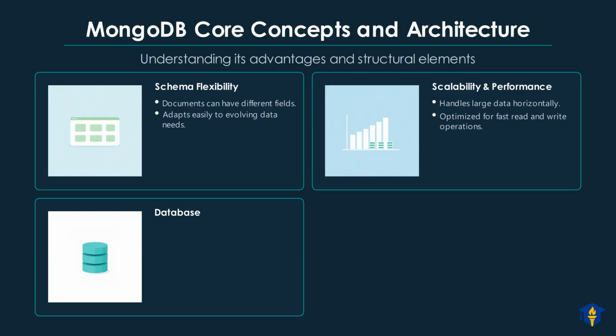Now, let us examine the structural elements, starting with the database, which is the highest level container in MongoDB. Think of a database as a logical top-level container that holds various collections, similar to a schema in SQL. It effectively organizes and isolates your data, providing a clear logical separation for different applications or projects.